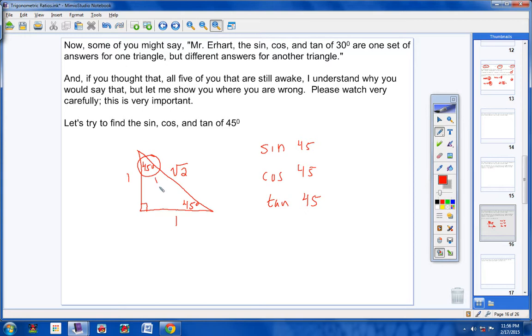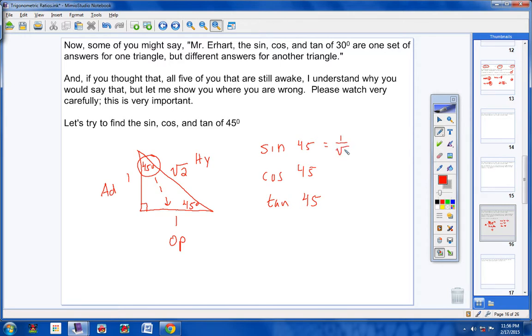Circle 45. Go straight across to the opposite side. This is your opposite side. Go to the hypotenuse and label it hypotenuse. Go to the last side left over. Label that adjacent. Okay? So sine is opposite over hypotenuse. So opposite is 1. Hypotenuse is square root of 2.